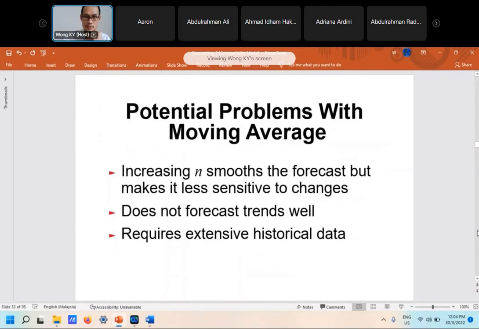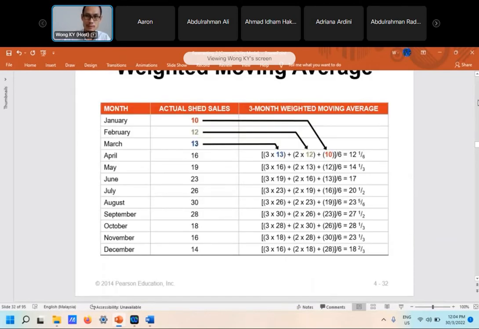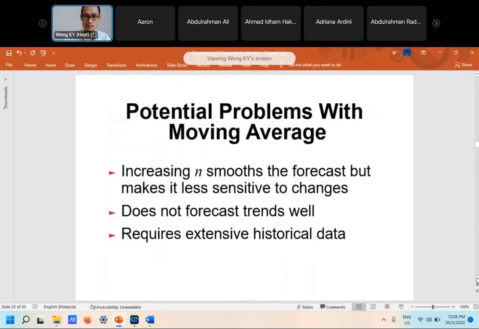What are the problems with moving average, either moving average or weighted moving average? The problem is with n. Finding the right n is actually quite challenging, because we can use a 2 months moving average, or 4 months, or 5 months moving average. So how many months do you want to use? What's the value of n? So setting n could be challenging.